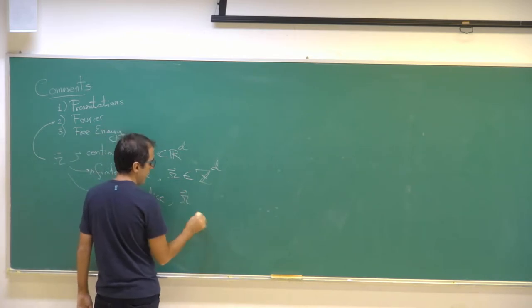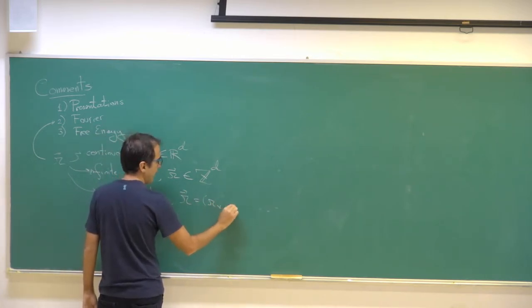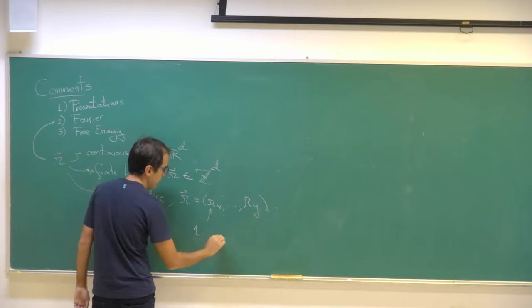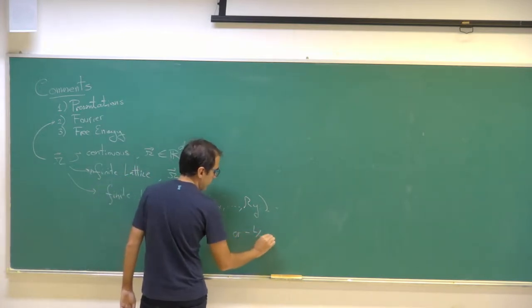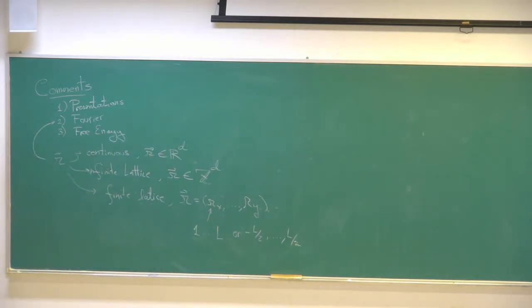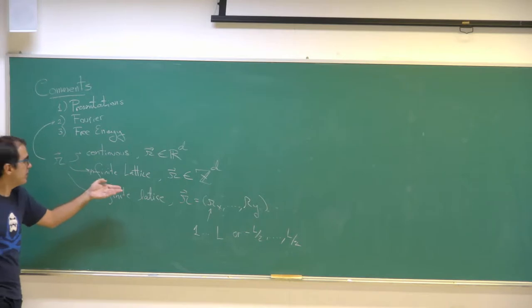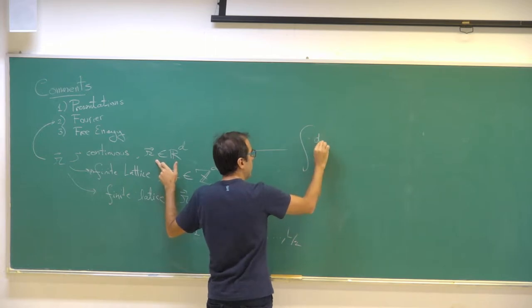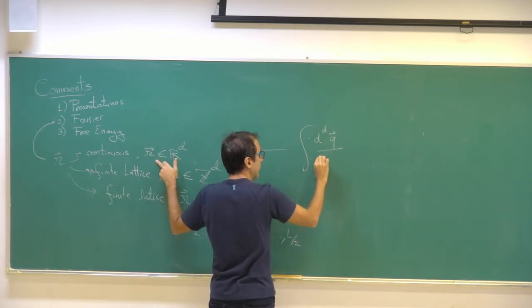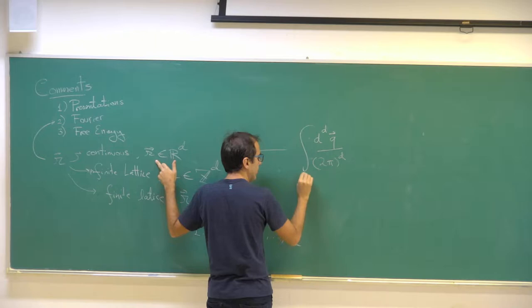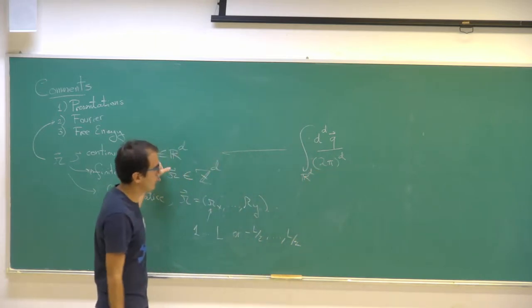So r is equal to (r_x, r_y), and each component takes values, say, 1 up to L, or minus L over 2 up to L over 2, if we want to make it centered around the origin. And when we are dealing with these three different possibilities, the nature of Fourier transforms is different. In continuous R, we integrate over all possible momenta, we divide by (2 pi) to the d, and each momentum goes over R from minus infinity to plus infinity.